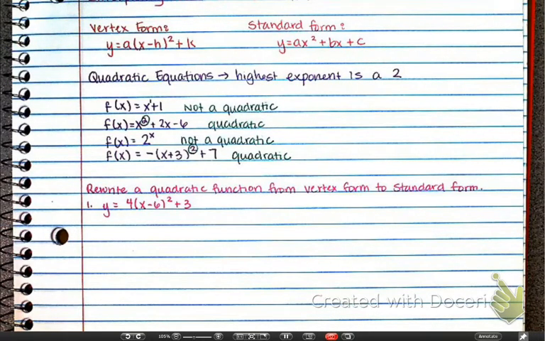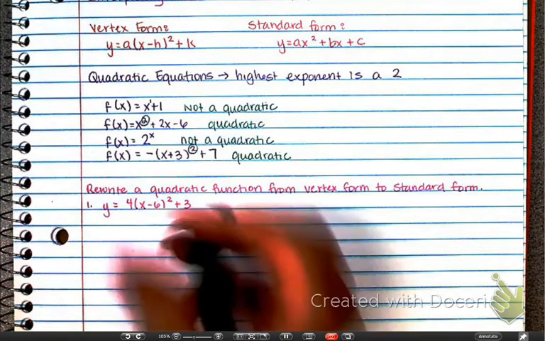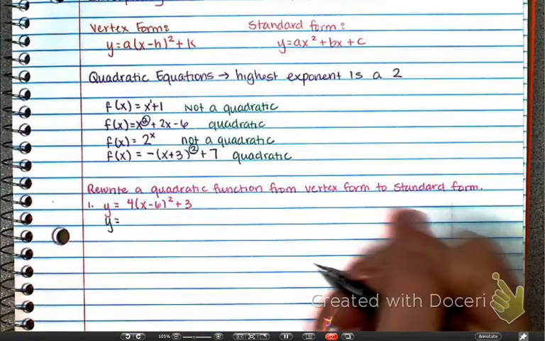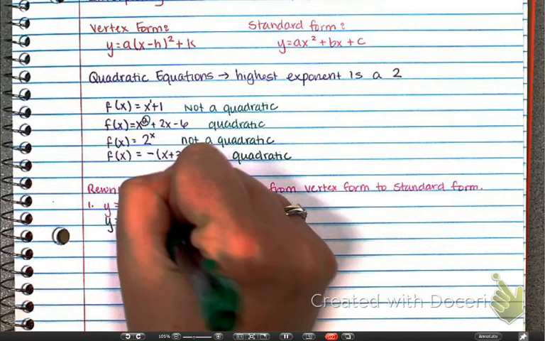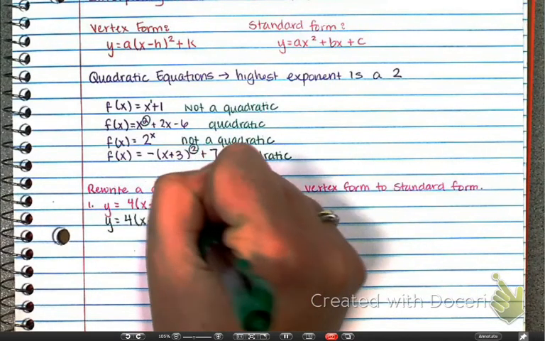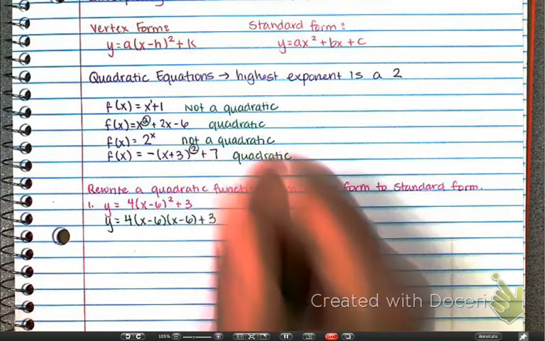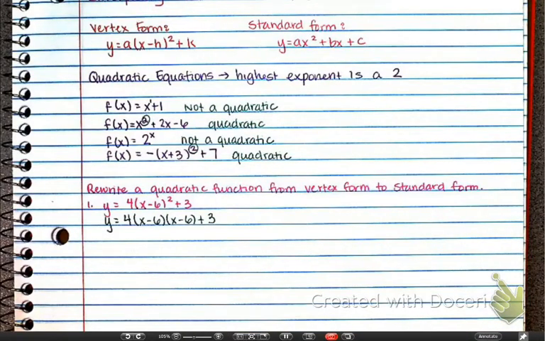Okay, so we cannot distribute the 4. We cannot distribute the exponent. But what I can do is rewrite this as 4 times x minus 6 times x minus 6 plus 3. Does that look at all familiar to you? It does? What would you potentially do before you actually do it?